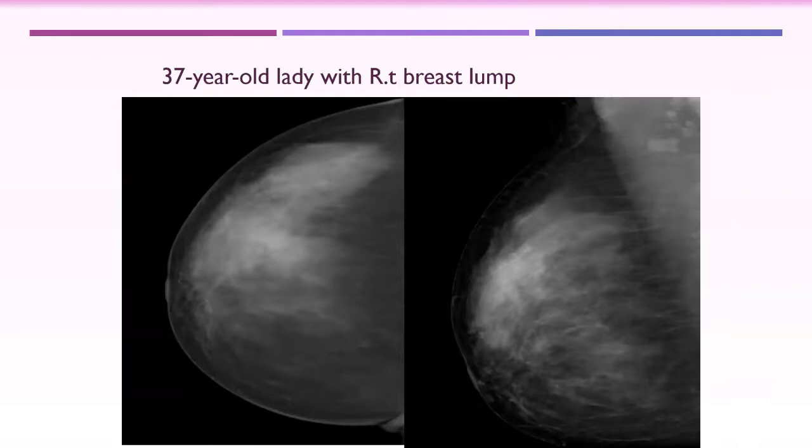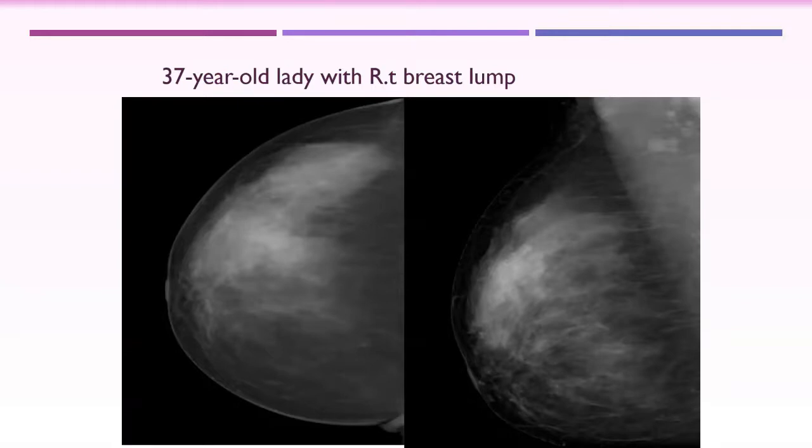37-year-old lady with right breast lump. This is the craniocaudal and mediolateral oblique view of the right breast, showing an area of focal asymmetry of high density at the upper outer quadrant. Asymmetry at the upper outer quadrant.